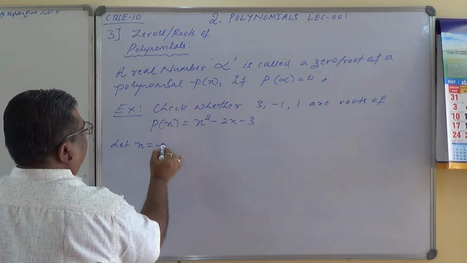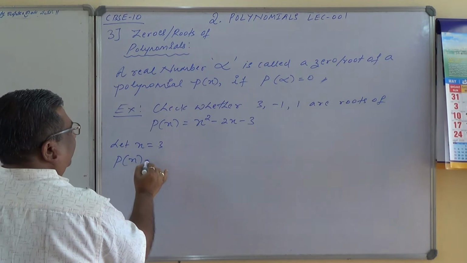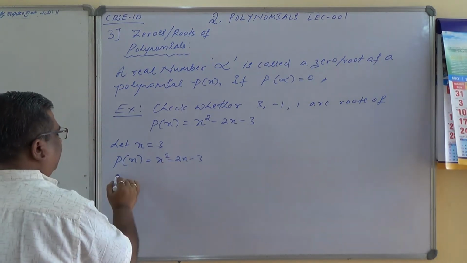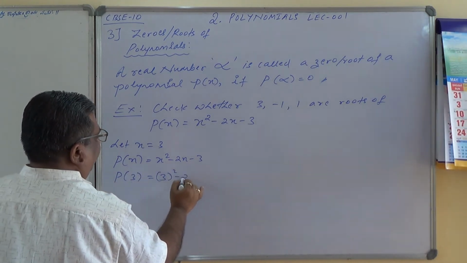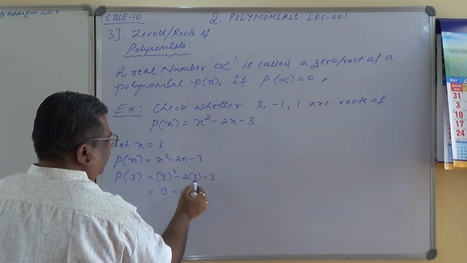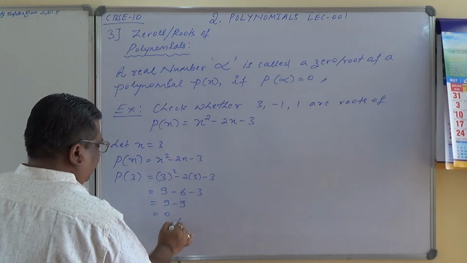Let x equals 3 here, first one. So we know P of x equals x square minus 2x minus 3. Check for P of 3 here. P of 3 equals 3 square minus 2 times 3 minus 3, which is 9 minus 6 minus 3, which is 9 minus 9, which is 0, isn't it?